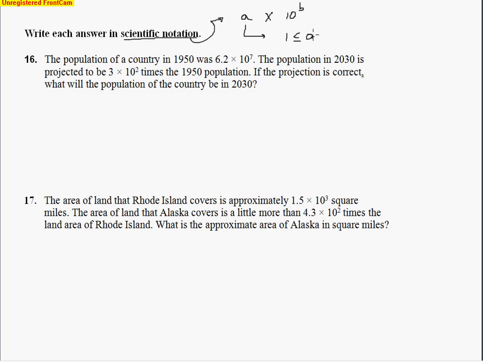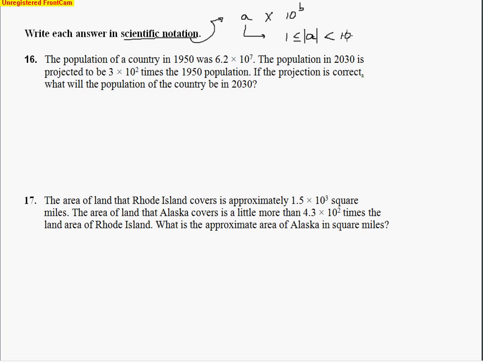So it can't be any smaller than 1. So it can't be a fraction, like it can't be 0.9 or anything like that. But then that value, we'll say the absolute value of it, has to be less than or equal to 10. Again, that's because if it was negative, you could have a negative number there. So the absolute value of a has to be greater than or equal to 1, but less than 10.